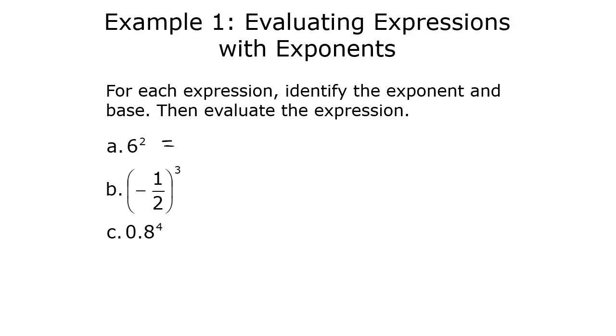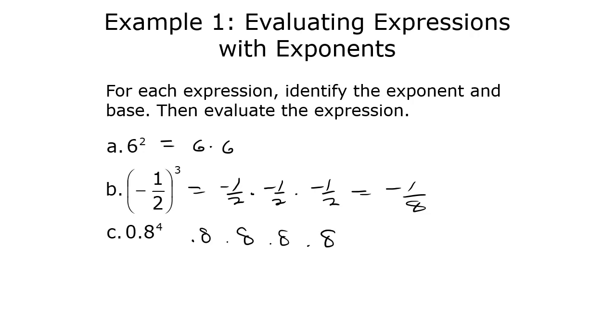We know that this is simply just 6 times 6. This is negative 1/2 times negative 1/2 times negative 1/2, which of course would still be negative, right? Because there's three of them. These two would cancel, but the third one would make it negative again. You'd have negative 1/8. And then this would be, of course, 0.8 times 0.8 times 0.8 times 0.8. You just have to figure out what that is in your calculator, because nobody knows what that is in their head.